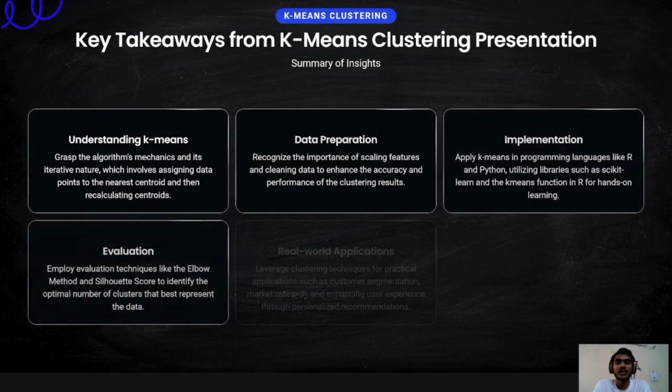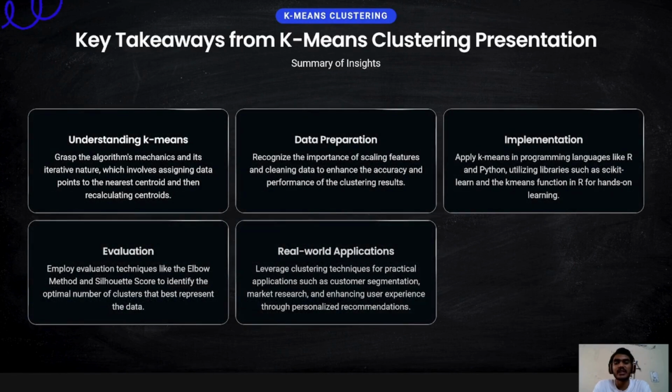Key takeaways from the K-means clustering presentation. Understanding K-means. Grasp the algorithm's mechanism and its iterative nature, which involves assigning data points to the nearest centroid and then recalculating centroids. Data preparation. Recognize the importance of scaling features and cleaning data to enhance the accuracy and performance of clustering results. Implementation. Apply K-means in programming languages like R and Python, utilizing libraries such as scikit-learn and the kmeans function in R for hands-on learning.